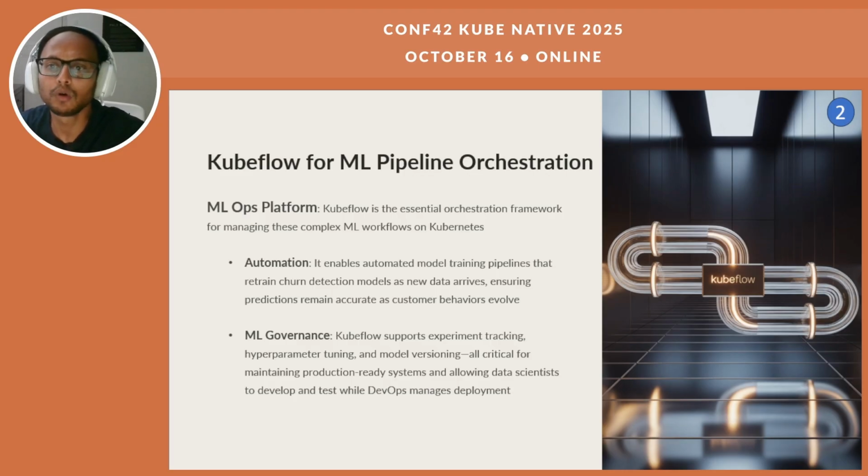The advantage that Kubeflow offers is it is able to automate model training pipelines that retrain churn detection models as new data arrives, and also make sure that the predictions remain accurate as customer behaviors evolve. And it does support experiment tracking, hyperparameter tuning, even model versioning. All of these are critical and essential aspects that are needed to maintain a production ready system. The other thing that it enables us to do is data scientists can work on testing and building new algorithms or frameworks in the backend, while DevOps can actually manage deployment.